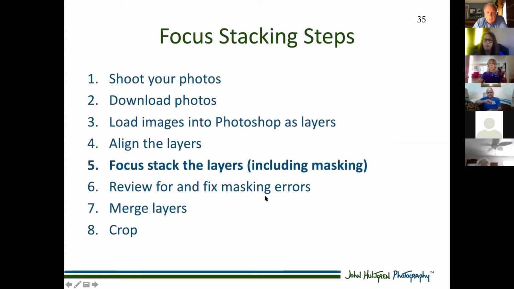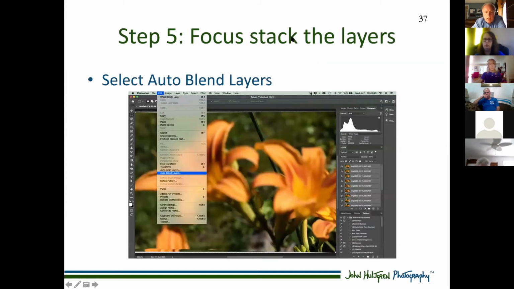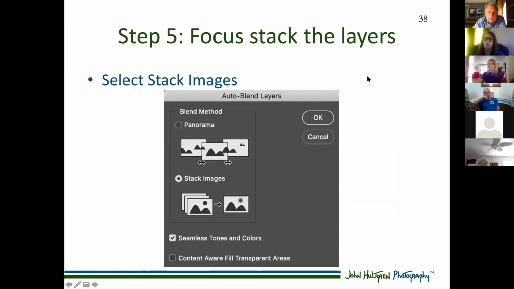Then I need to focus stack the layers and mask them. So I have to select all my 14 layers. And then I'll go to Edit and Auto Blend Layers, and tell it I want to stack the images. My choices are make a panoramic image or a stacked image.